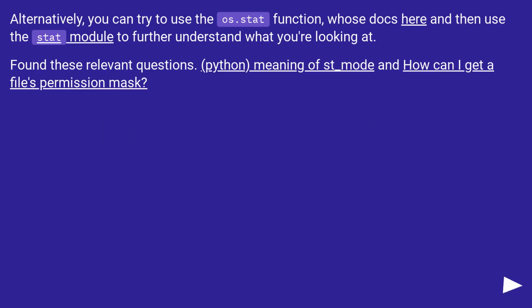Alternatively, you can try to use the os.stat function, whose docs are here, and then use the stat module to further understand what you're looking at. Found these relevant questions: Python, meaning of st_mode, and how can I get a file's permission mask?